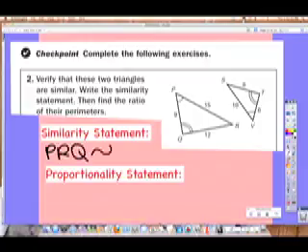How many of you have exactly the same? The exact same? How many of you have a different similarity statement? Okay, is that okay if yours is different? Absolutely, but it still should have P and V in the same spot, R and S in the same spot, Q and T in the same spot.